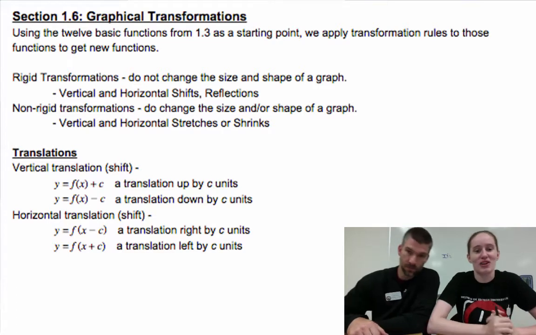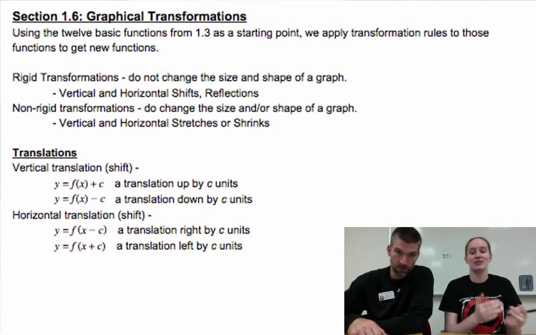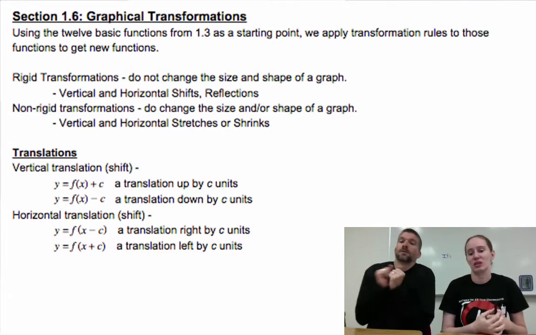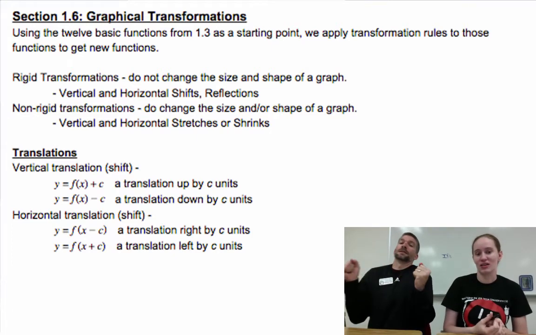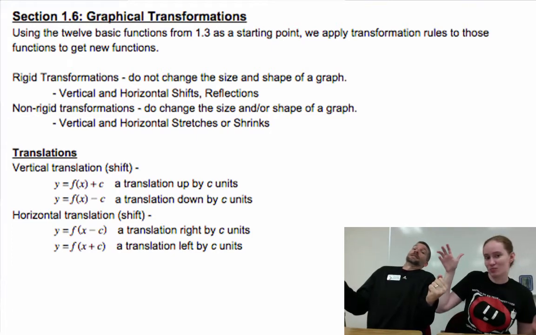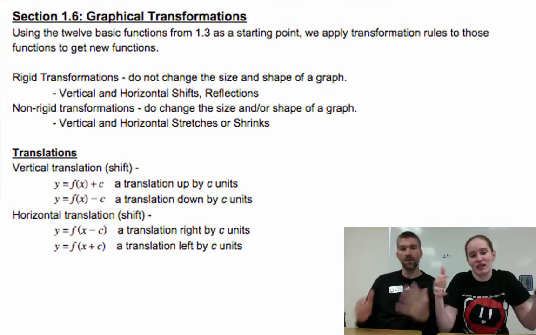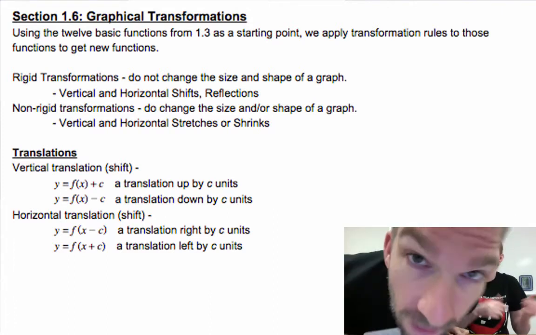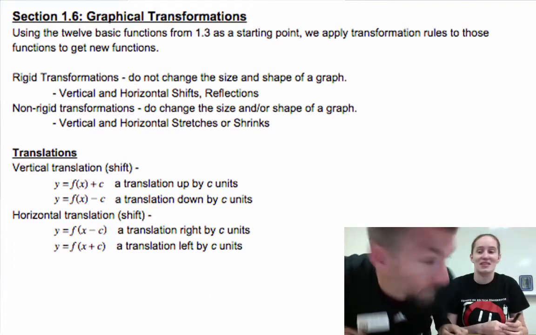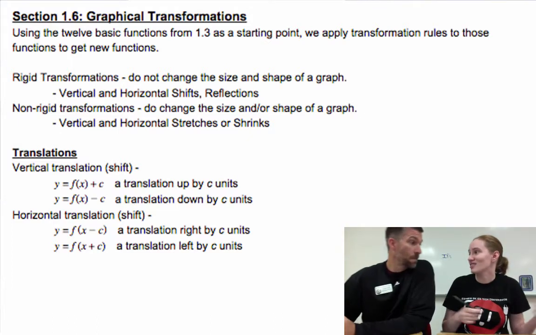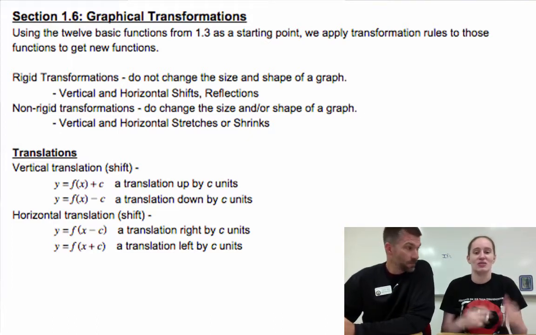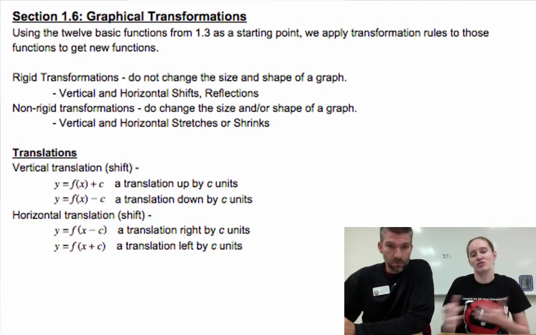Okay. Non-rigid transformations do the opposite then. They actually change the size or shape of a graph, so that, you know, like if he could just get bigger all of a sudden. Like if you look at my head now, I'm bigger. That was a stretch. Yeah. Okay, so vertically and horizontally, we can talk about stretches or shrinks.